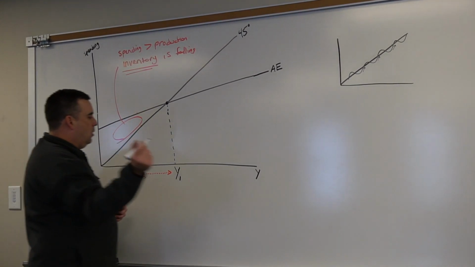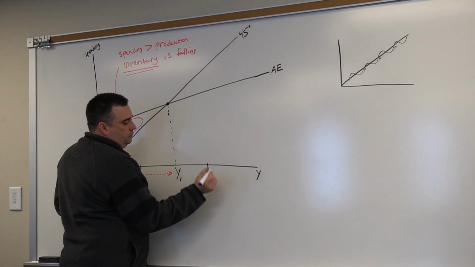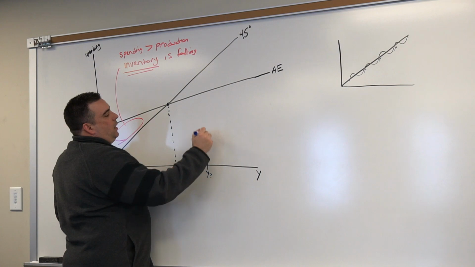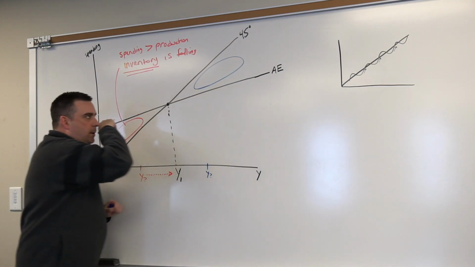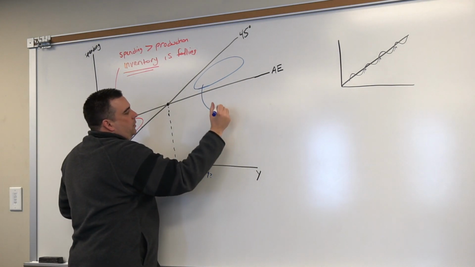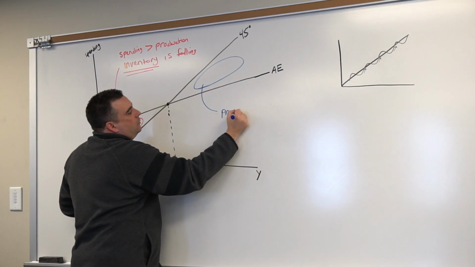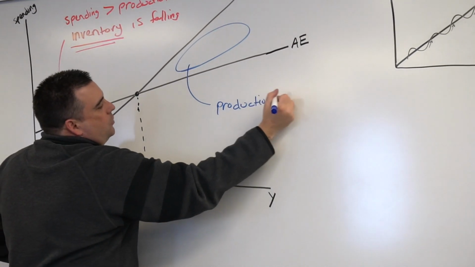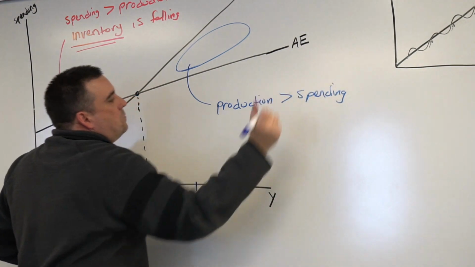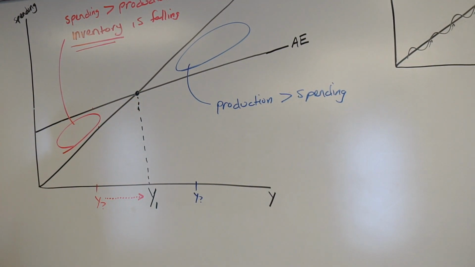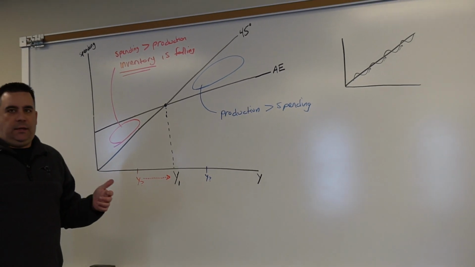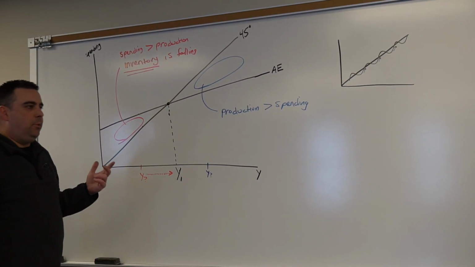Conversely, what if we're over here somewhere? Again, y question mark in blue. Well, that tells me that I'm operating somewhere up in this region. In this region, you will now notice that production exceeds spending. In this case, goods are being produced, but people are not buying them. Goods are being produced, but people are not buying them.